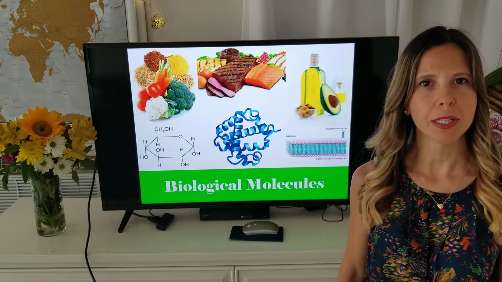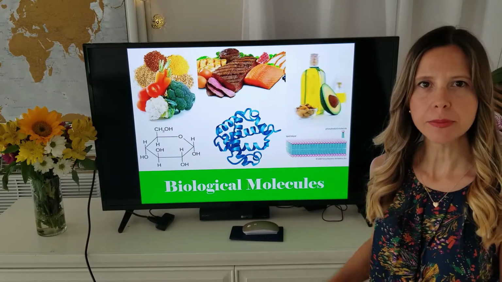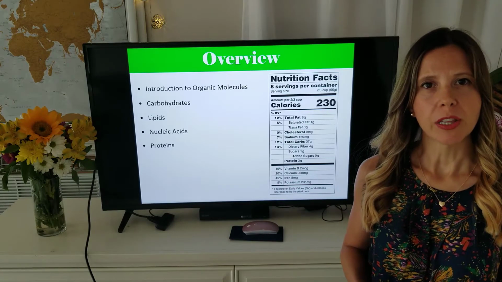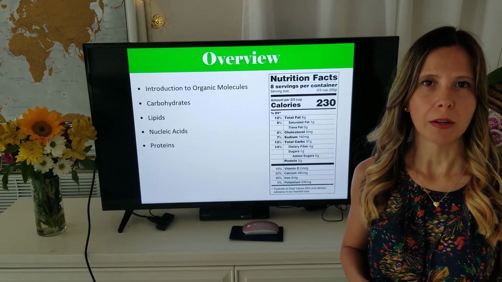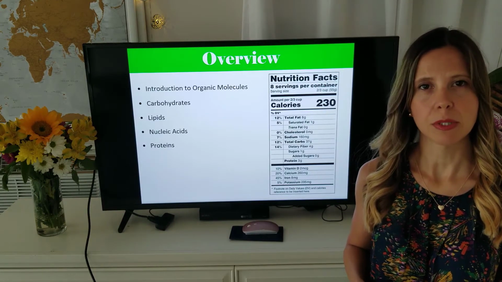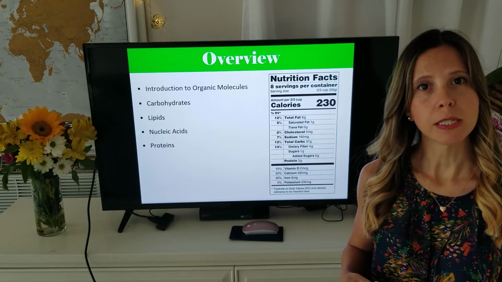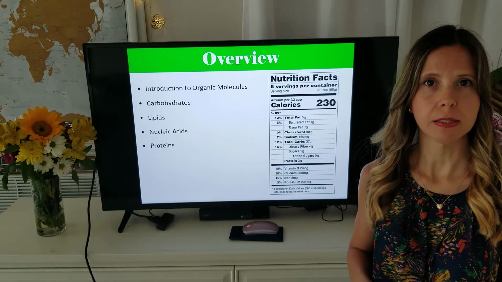Guys, today we're going to be talking about biological molecules. We'll start with a little bit of an introduction and then we'll look at the 4 types of biological molecules we find in living systems: carbohydrates, proteins, lipids, and nucleic acids.